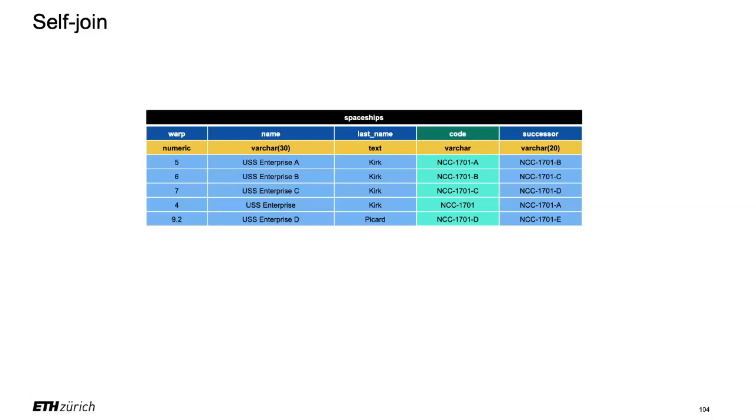Now, I'm going to do a self-join because the spaceships have successors, right? So the Enterprise A, the successor of it is Enterprise B, the successor is Enterprise C, the successor is Enterprise D, Enterprise, that was the first one, the successor is the A, and Enterprise D has the E as a successor. So this is the successor column that refers to the same table. Basically the code is the primary key of the table, and successor is the foreign key that points back to the same table. Does that make sense? So for the successor, I use the code of the successor.